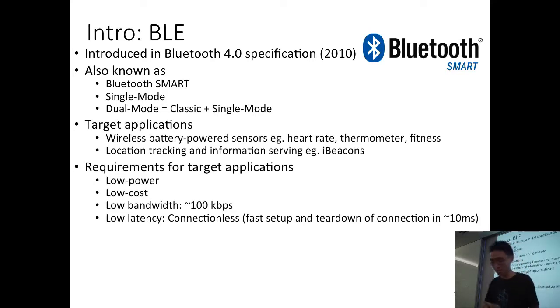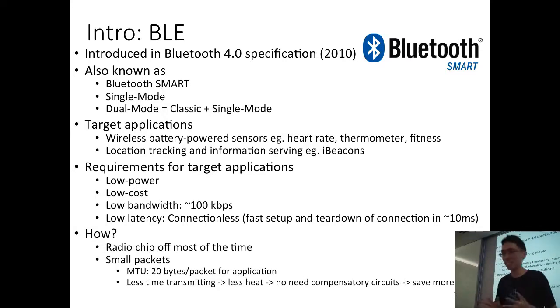So the target applications. When BLE was envisioned, it was meant to target wireless battery-powered sensors and location tracking. To meet this, the requirements must be low power, low cost, low bandwidth. So how does it do it? Simple: don't turn on the radio chip most of the time. But if you do have to turn on the radio chip, transmit small packets. The maximum transmission is only 20 bytes, so you have to be aware of this.